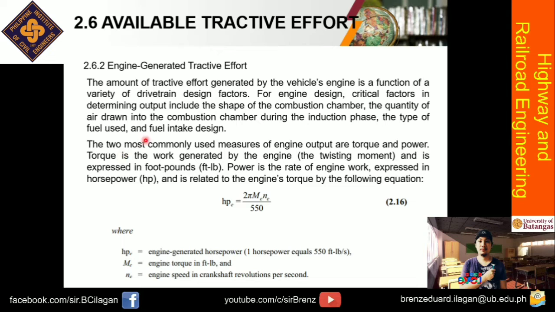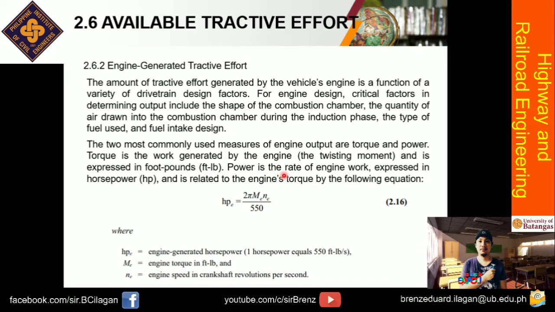Okay, so the two most commonly used measures of engine output are torque and power. So siguro familiar naman kayo sa ating mga terms na to since yung torque naman is na-discuss natin in mechanics of deformable bodies. So torque is the work generated by the engine or the twisting moment and is expressed in foot-pound or pound-feet.